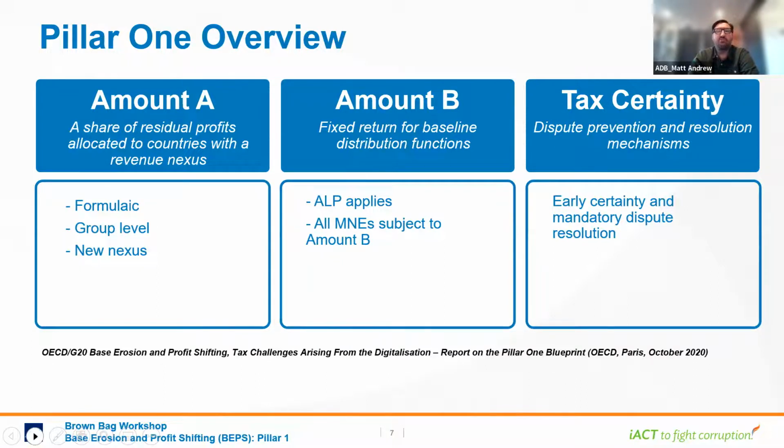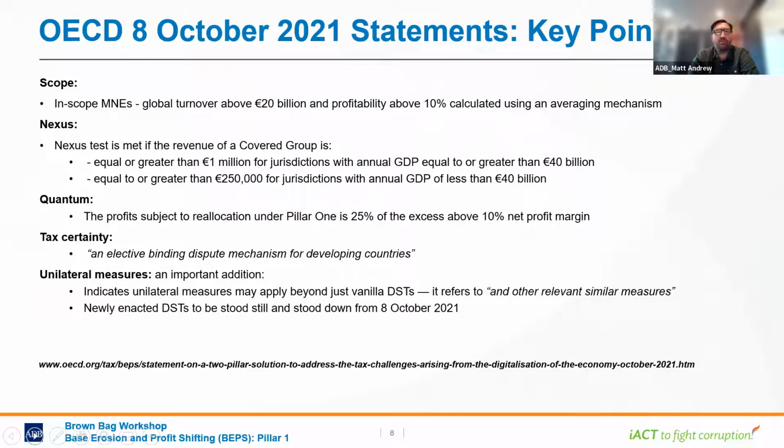Next slide, please. I'm pointing out here a few of the key points that came out of the OECD October 8, 2021 statement in relation to the framework and the political agreement on Amount A and Pillar 1. As can be seen on the slide, there are some very important quantitative elements that were agreed in the October statement.